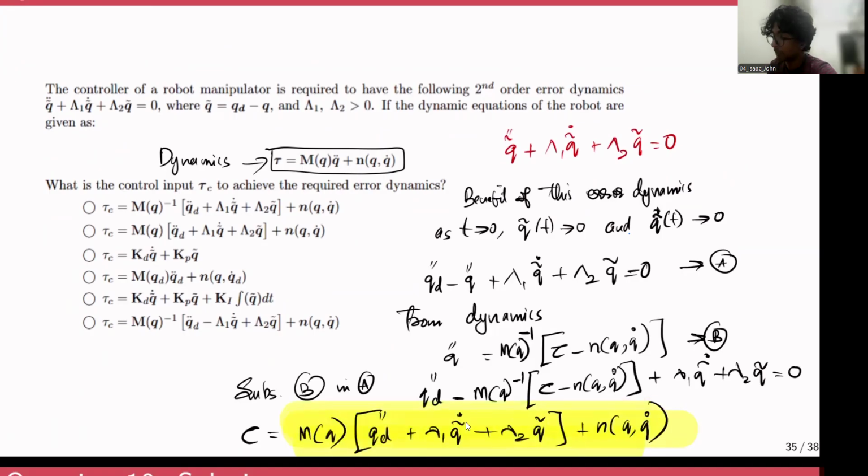This has to be the control input so that your system will follow this second order error dynamics. So if you get your system to follow the second order error dynamics, your position error will asymptotically tend to 0 and your velocity error will also asymptotically tend to 0. So I hope that is clear. In that regard, the correct option is option B over here.